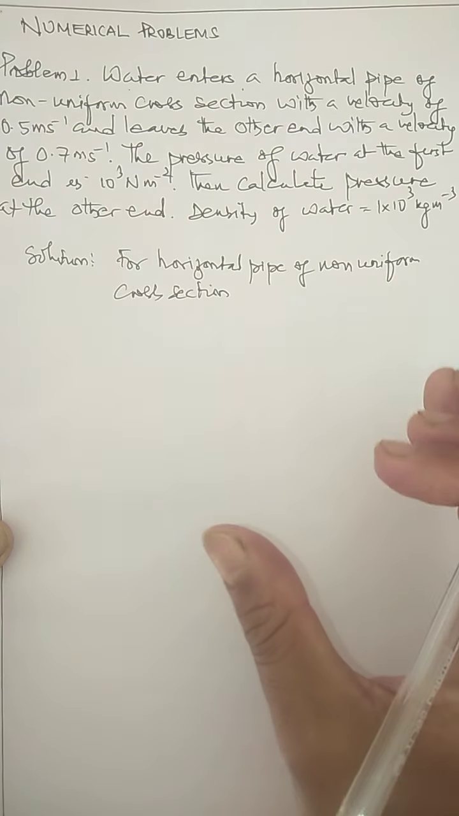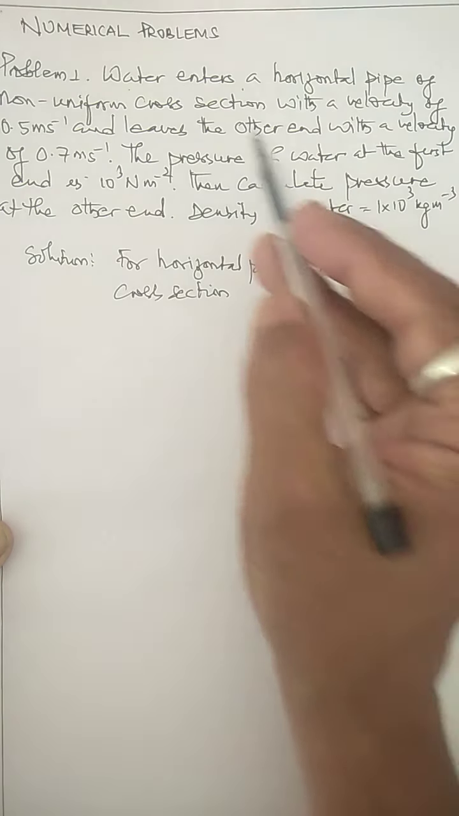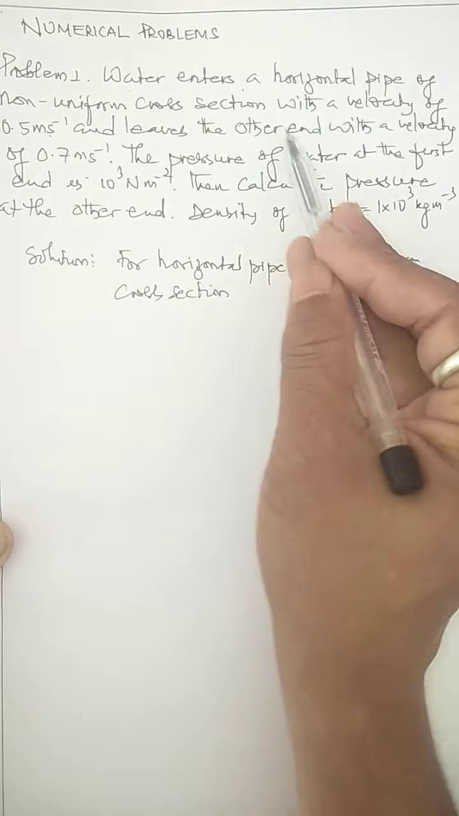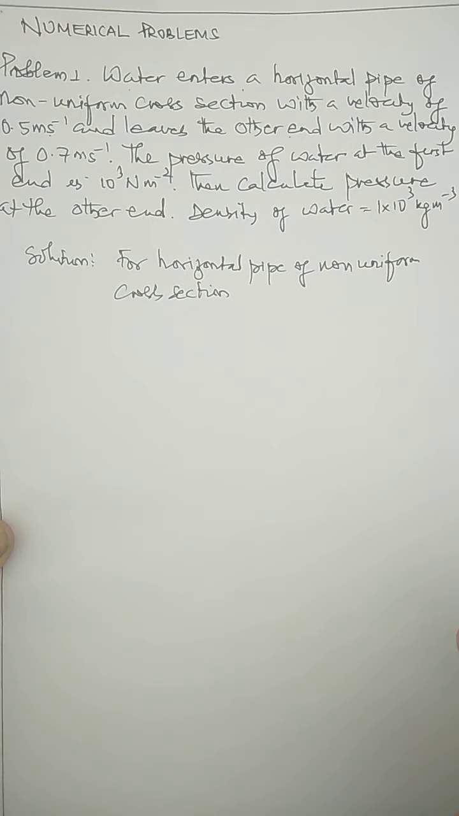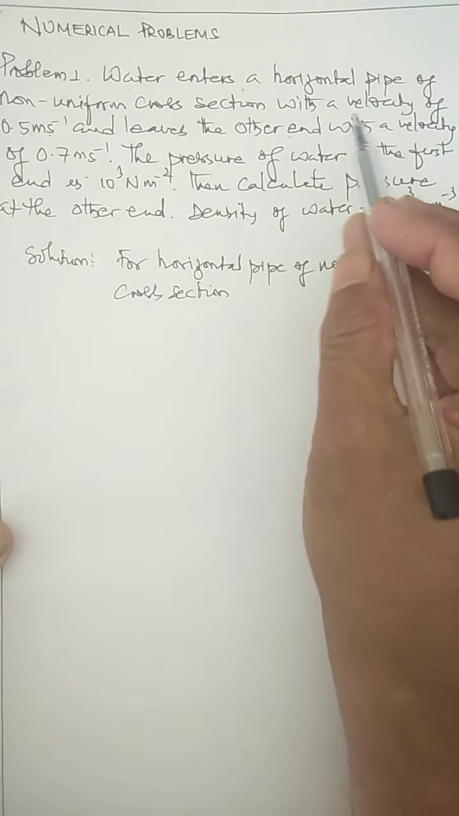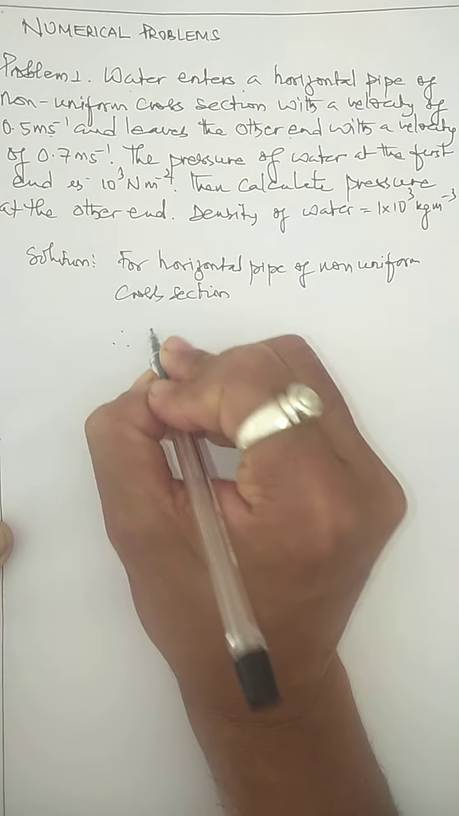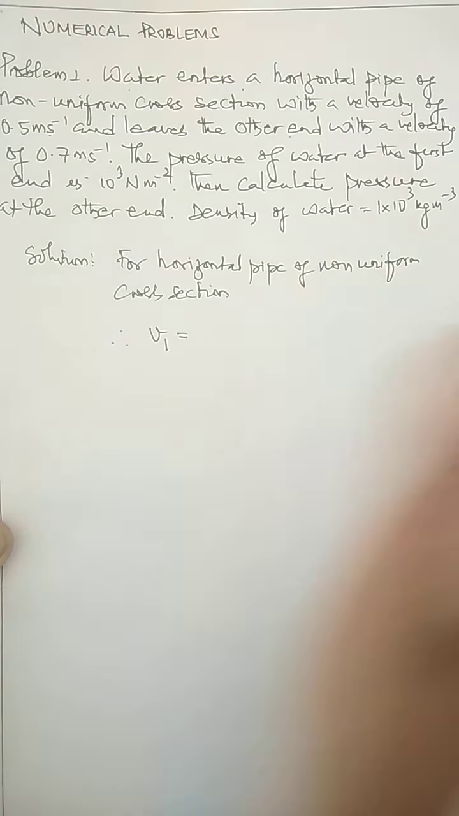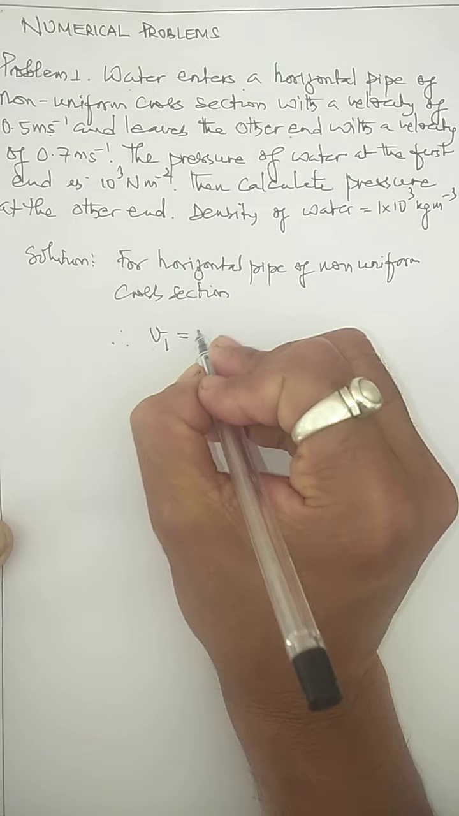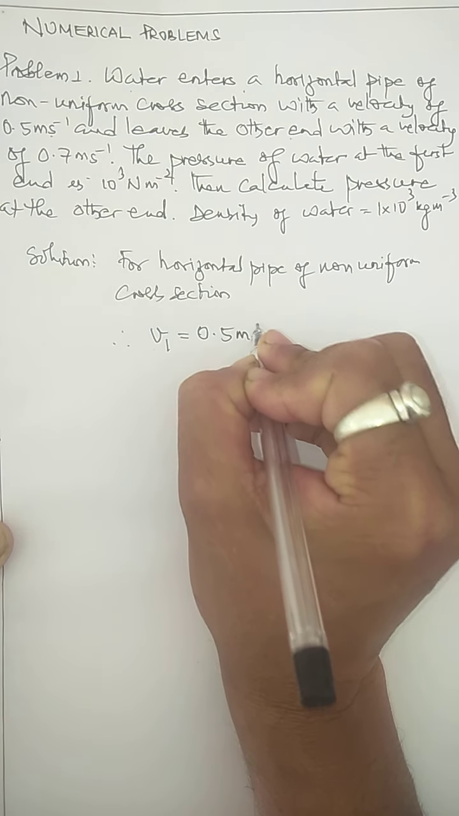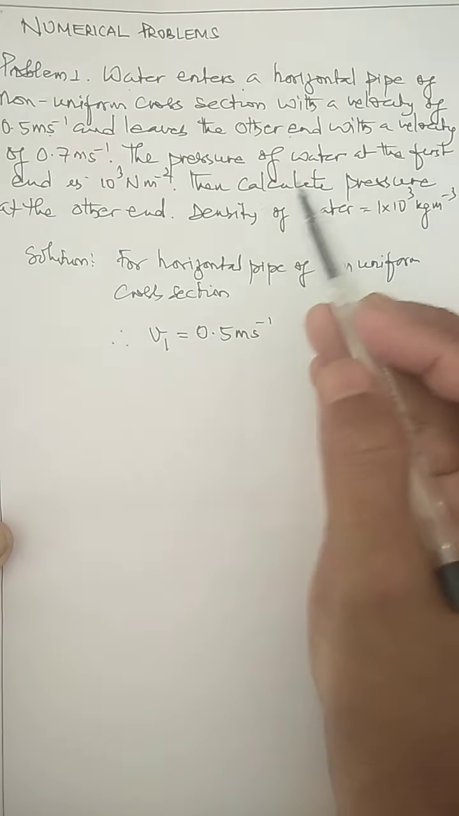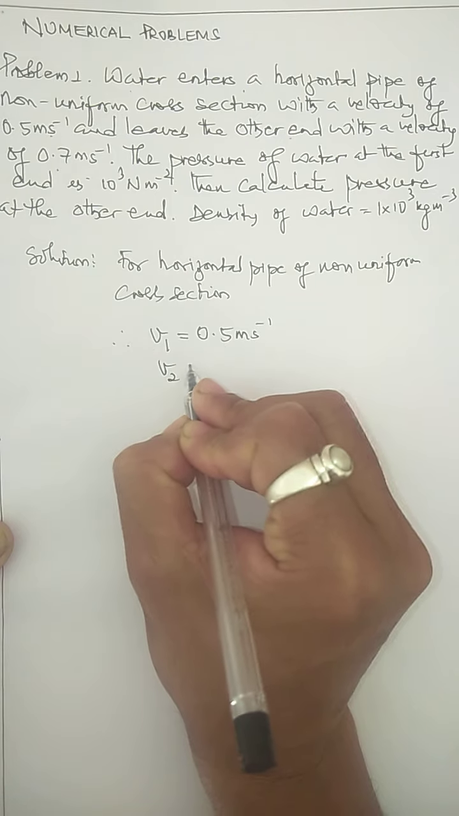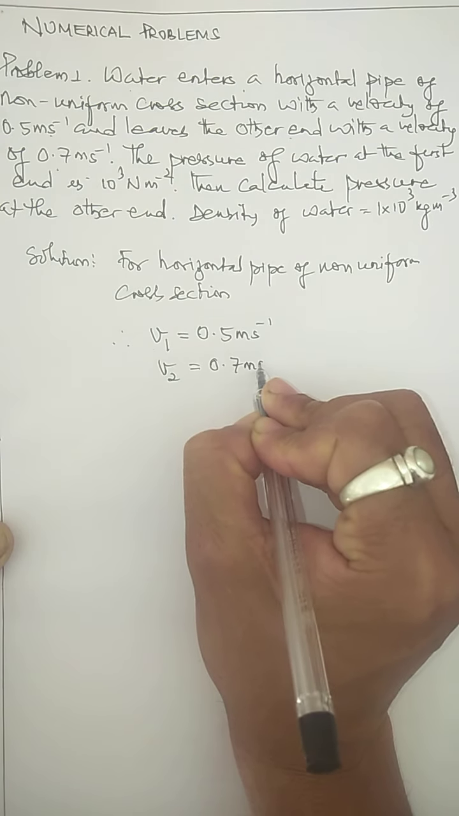Now these pipes are placed in such a manner that the water is flowing with a velocity of 0.5 meter per second, and leaves from the other end with a velocity of 0.7 meter per second. So at one end the water is entering with a velocity 0.5 meter per second. I write that velocity as v1, the velocity of water that enters at one end of the pipe. This is 0.5 meter per second. And the same amount of water will leave from the other end with a velocity of 0.7 meter per second, and I consider that as v2, 0.7 meter per second.